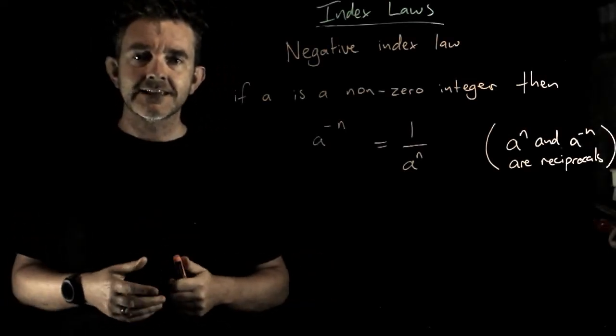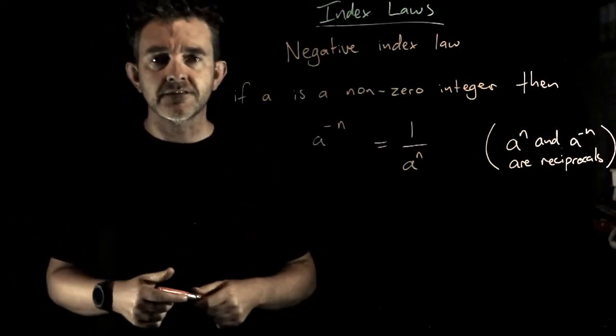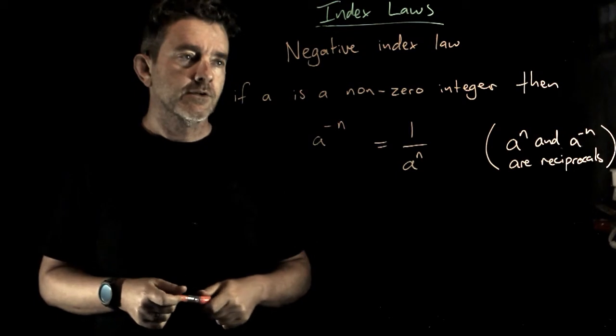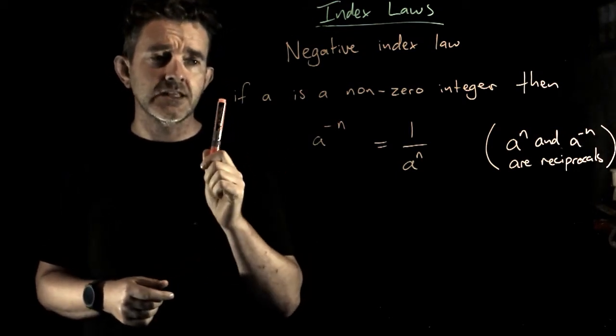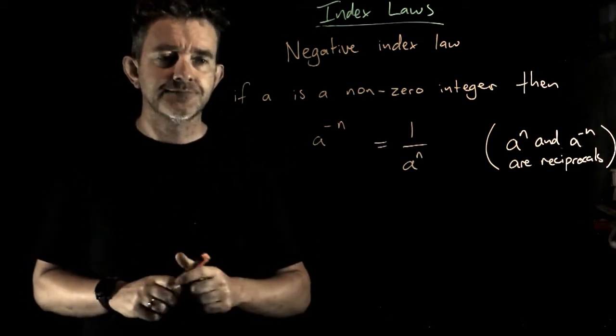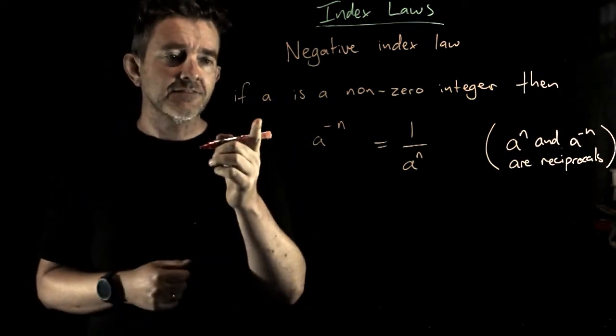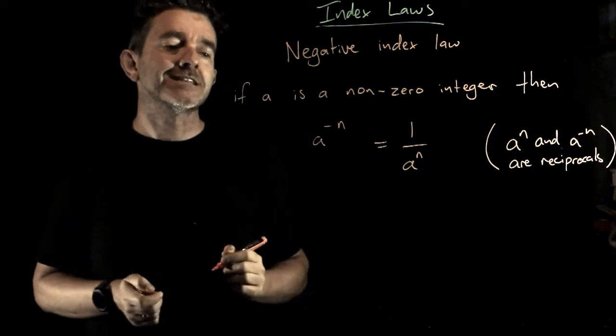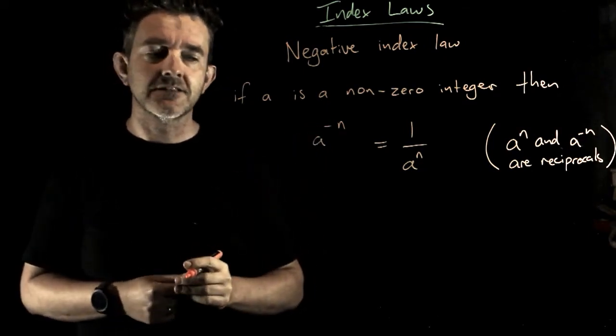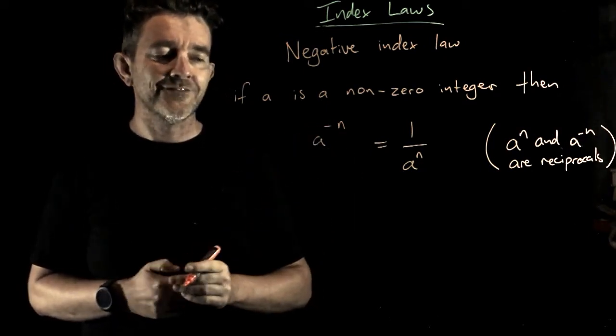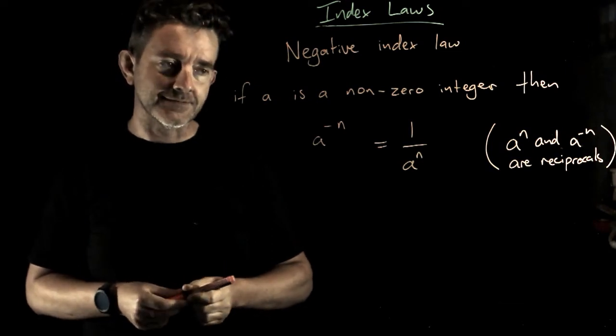We've got one last index law to look at, and that's the negative index law. The negative index law says that if a is a pronumeral, just a letter, and n is a non-zero integer, then a to the power of negative n equals 1 over a to the power of n.